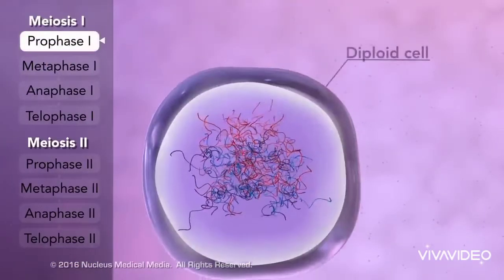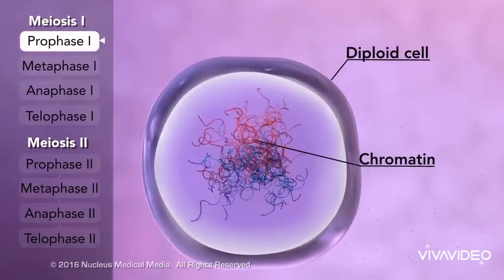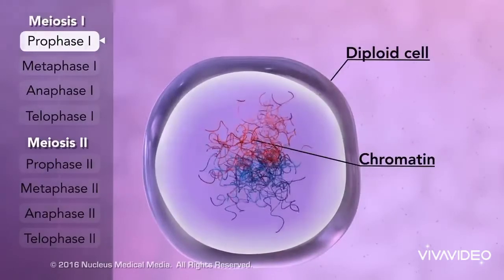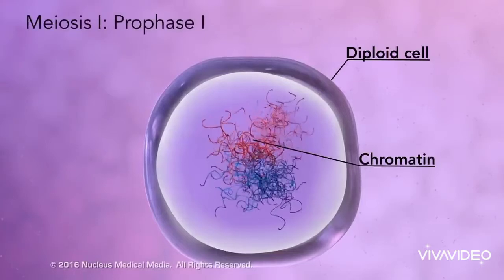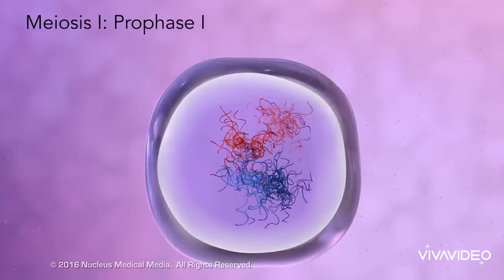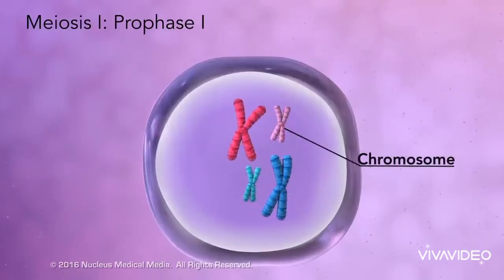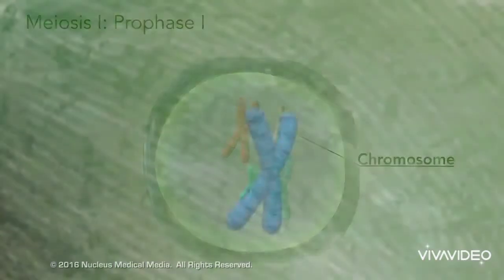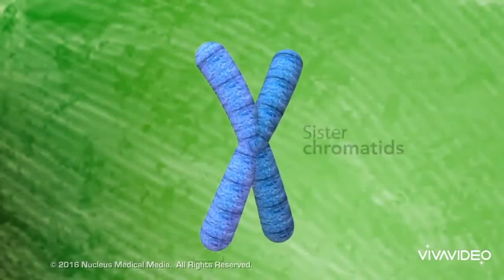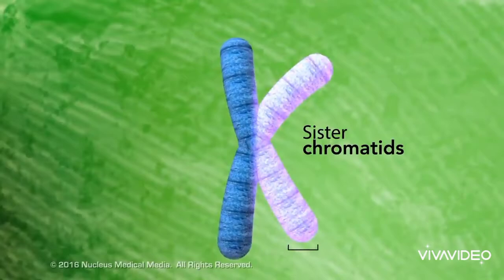Prophase I starts with a diploid cell. Its chromatin contains two spread out sets of chromosomes, one from each parent. After the DNA and chromatin replicates, it condenses into the more familiar X-shaped chromosomes. The replicated DNA is the same in the identical sister chromatids of each chromosome.